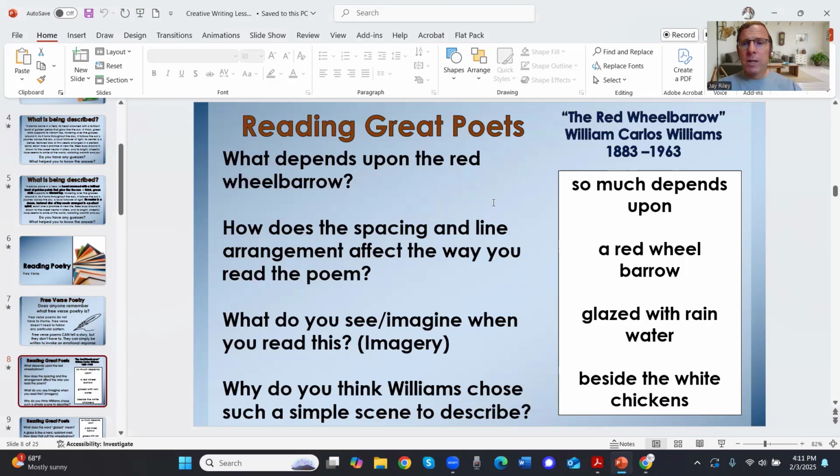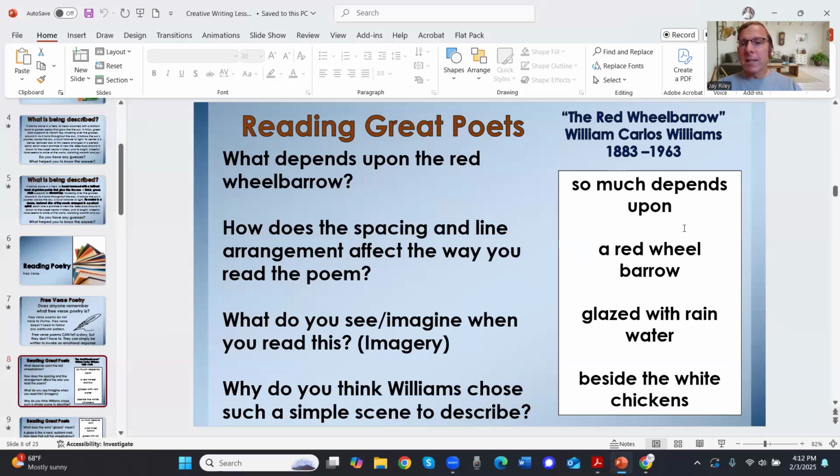So, first of all, he says, so much depends upon the wheelbarrow. So, what depends upon the wheelbarrow? Well, I picture a farm or perhaps a log cabin, somewhere where people really need to do physical work to accomplish the day's tasks. And to do that, they need their wheelbarrow. And without it, they wouldn't be able to get things done. So much depends upon that wheelbarrow.